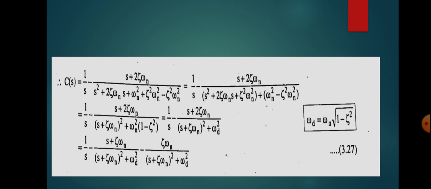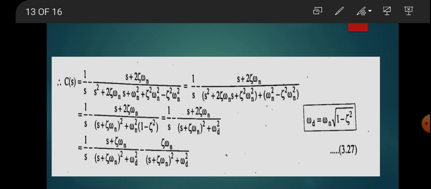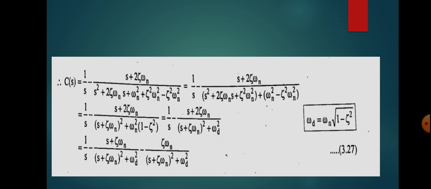That is equal to 1 by s minus (s + 2δωn) divided by (s + δωn)² + ωd², where the second term is ωd. We know that ωd will be equal to ωn square root of 1 minus δ². So again we can separate the terms in the numerator as 1 by s minus (s + δωn) divided by (s + δωn)² + ωd² minus δωn divided by (s + δωn)² + ωd².